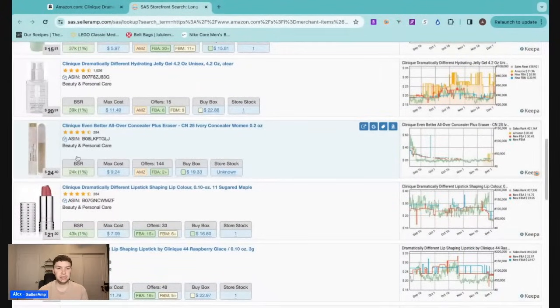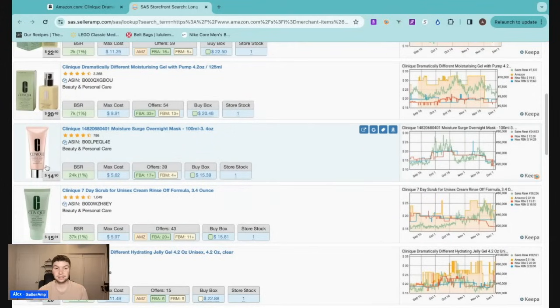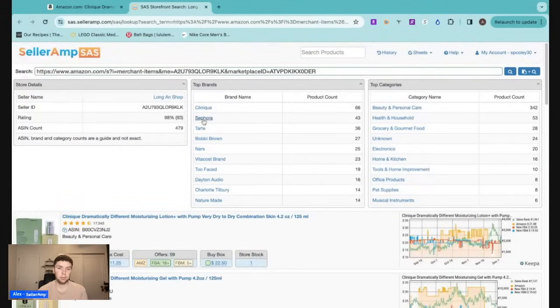But we can definitely see that, 24, 43, 39K, 37K. A lot of these Clinique products are moving pretty quickly. So we're going to add this to our spreadsheet again. We'll look at maybe one more product here.